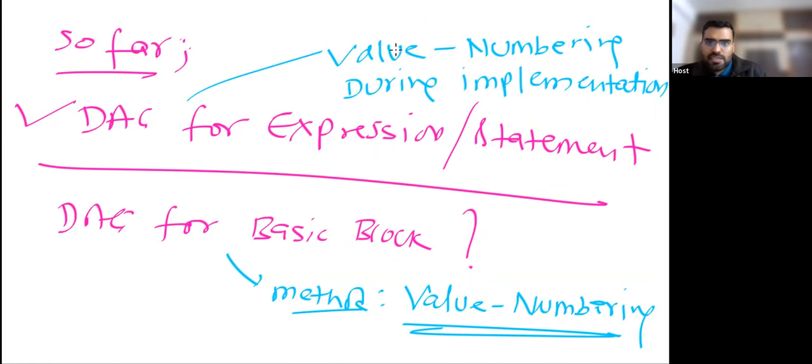Value numbering means index. We use the index value. We used the index value during implementation. Value numbering means the index value we are using. So what does it mean? It simply means we are using the array index.